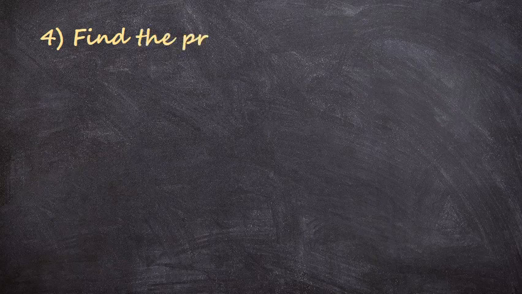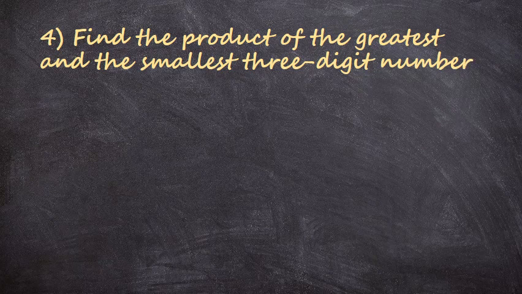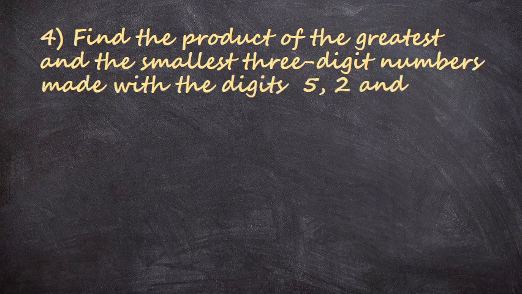Question number 4. Find the product of the greatest and the smallest 3-digit numbers made with the digits 5, 2 and 9. Here product means multiplication, and the 3 digits 5, 2 and 9 which are given, you have to find out the greatest 3-digit number made with these digits and the smallest 3-digit number made with these digits.